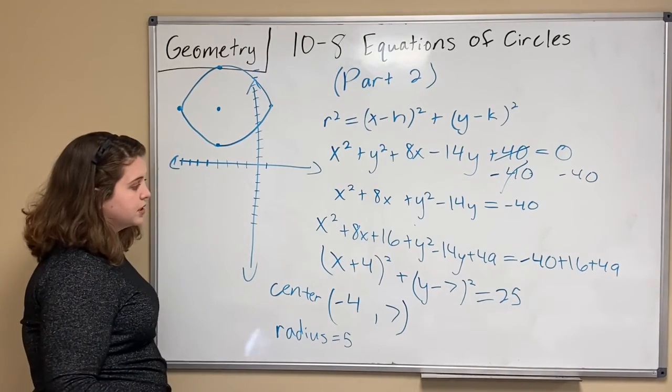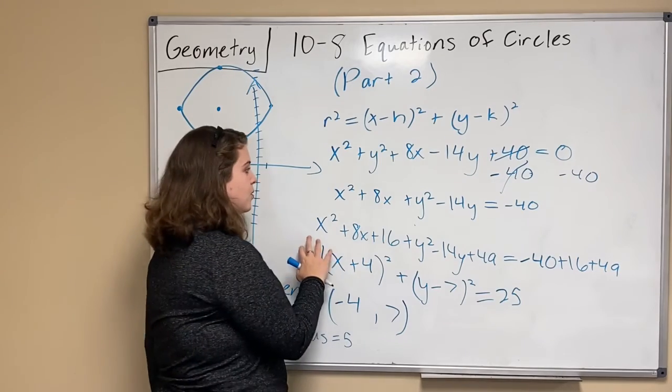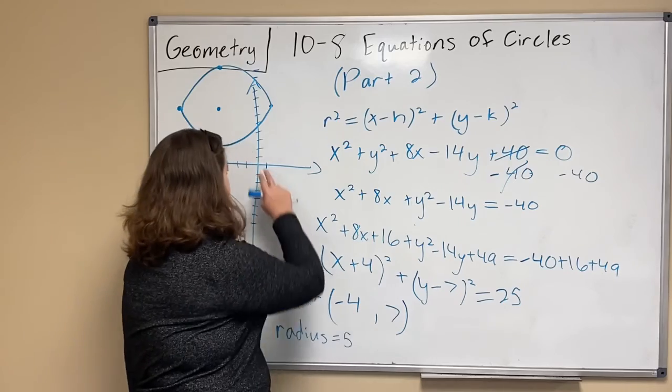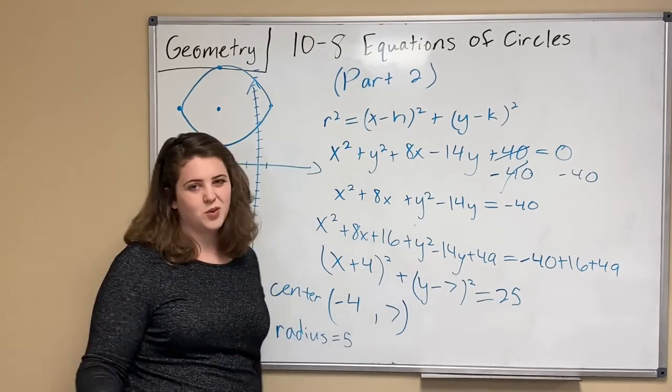You've graphed your circle. So the hardest part of this is getting your equation into standard form, and once you've got it in standard form, you plot your center, and you count your radius. You should be able to do that pretty well.